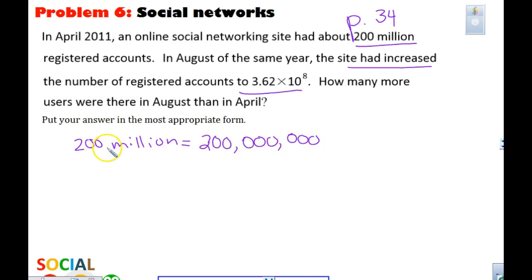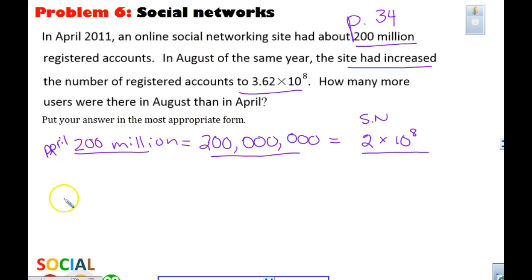So writing it out first, when you look at numbers on the test and you read something and you go, oh, write it out maybe in standard form. Now we're going to put it in scientific notation. In scientific notation, it would have been 2 times 10 to the 8th power. So those are the different ways of writing 200 million: standard form and scientific notation. That's how many there were in April. So we want to make sure we're understanding the problem. In August of that same year, we now have 3.62 times 10 to the 8th users, which would look like in standard form what number?